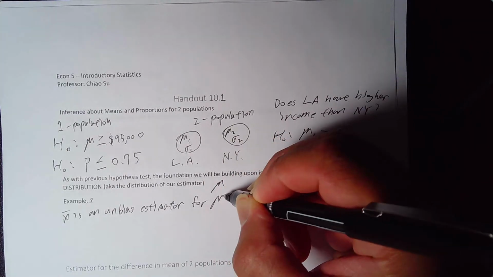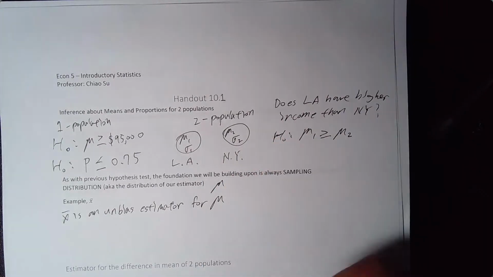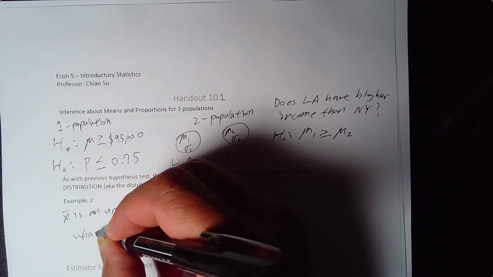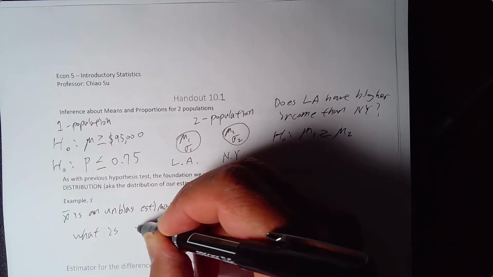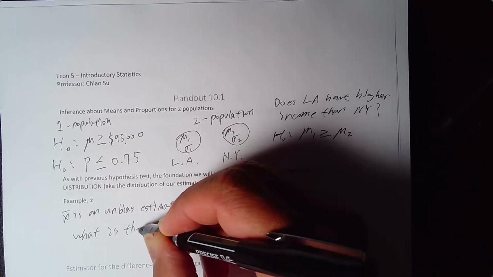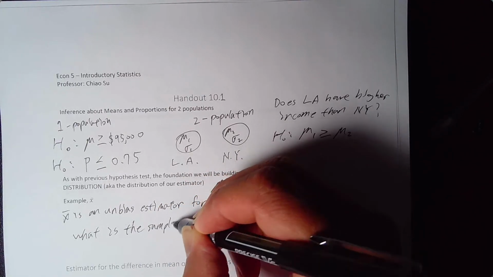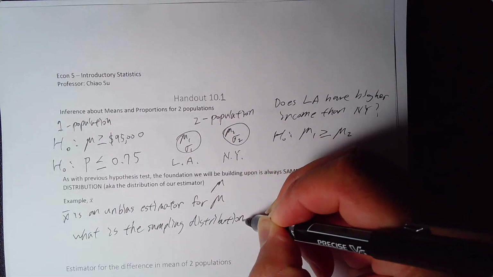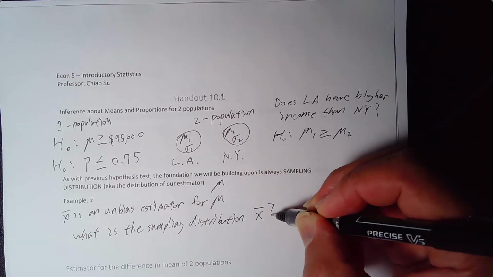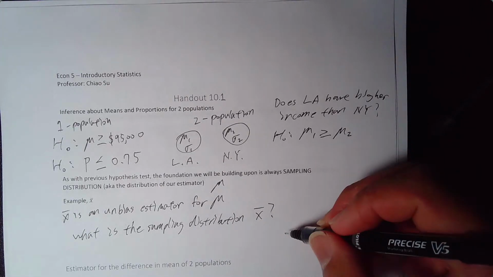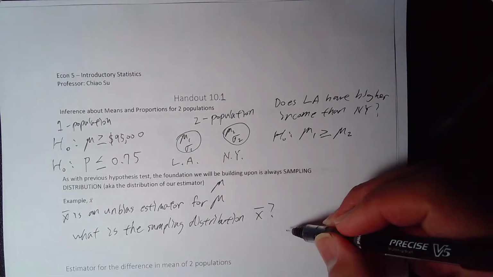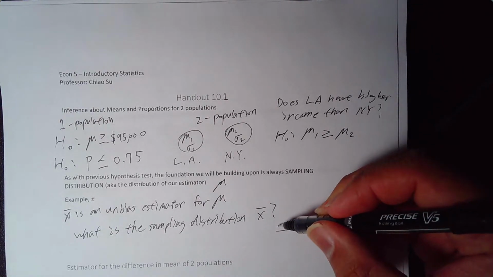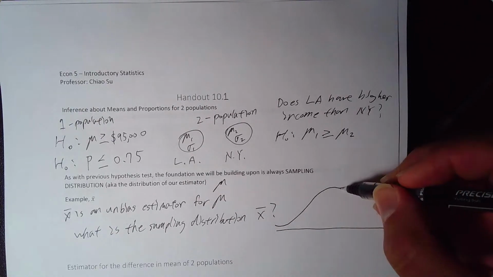We say that x bar is an unbiased estimator for mu, and we get the sampling distribution of x bar. This is the key. What's the sampling distribution of x bar? We know that if the sample size gets big enough, n greater than 30, or if the original population is normal, we can draw the normal distribution.